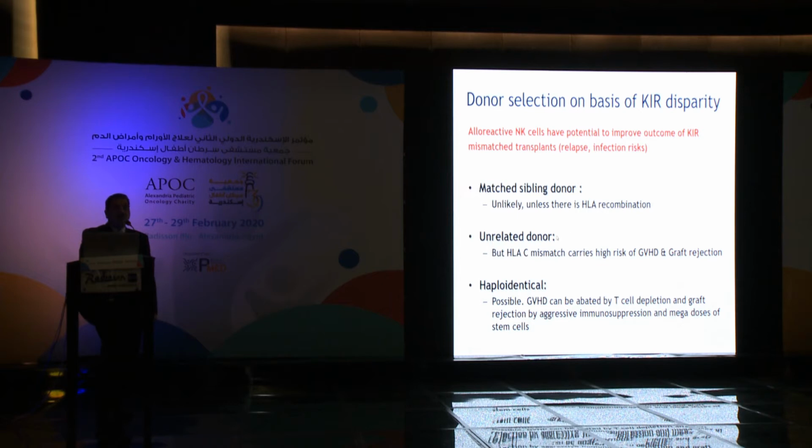If you use an unrelated donor to find a KIR mismatched donor, you would have an HLA-C mismatch, which carries a higher risk for graft versus host disease and graft rejection. If you use a haploidentical transplant, the possibility of GVHD is maximal, but that could be eliminated using T-cell depletion and aggressive immunotherapy and increasing the dose of stem cells. However, your chance of finding a KIR favorable or a KIR mismatched donor to improve KIR alloreactivity is the highest.